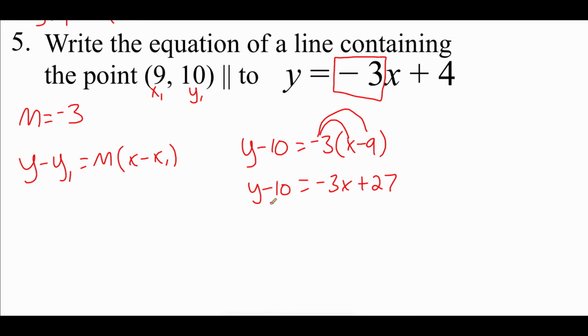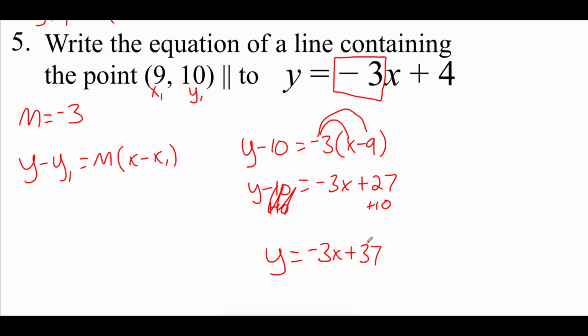To get rid of the minus 10, I'm going to have to add 10 on both sides of my equation. So on the left-hand side, we get just y equals. The right-hand side, we're going to have the negative 3x. And if we take 27 and add 10 to that, we should have plus 37.